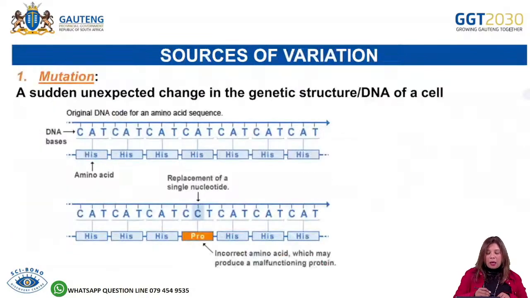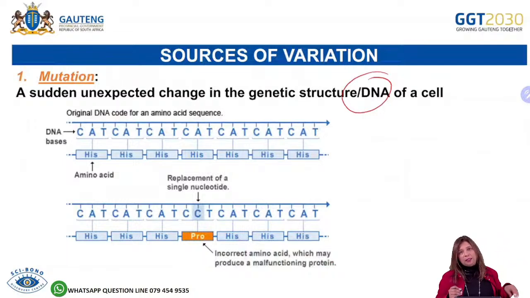Okay? And then sources of variation. One of the sources of variation is mutation. A sudden, unexpected change in the genetic structure of the DNA cell. This is very, very simple because we've done it in genetics in the previous section. We're not going to dwell on it.